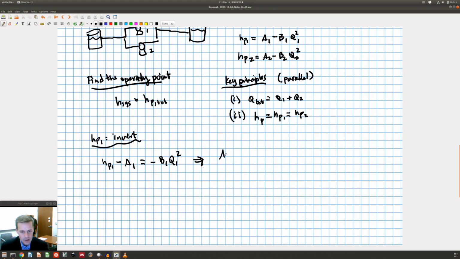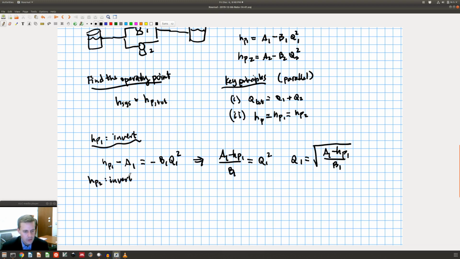Okay, so I divide by that. Now I get (A1 minus HP1) divided by B1 is equal to Q1 squared. So Q1 is equal to the positive root of (A1 minus HP1) divided by B1. Okay, and I can do a similar thing for HP2.